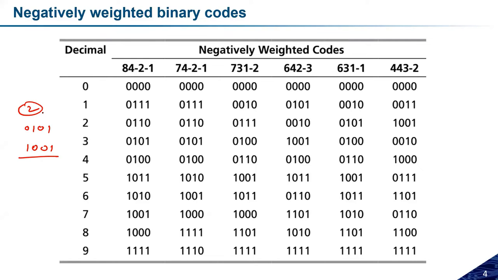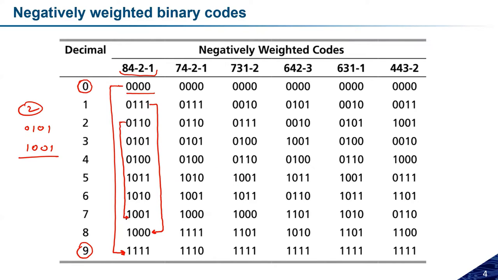I was just saying, if 8 4 -2 -1 is here, and if you clearly see here, I have a decimal number 0 and a decimal number 9. The binary code of 0 is 0000, and the binary code of 9 is 1111, which is the complement of this one. So it looks like it is the complementary one. If you consider the 1 and the next digit, these two are complementary to each other. Similarly, this and this number are complementary to each other.